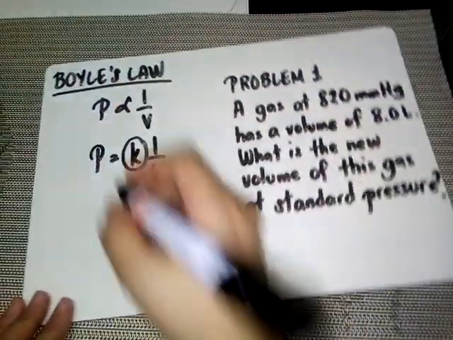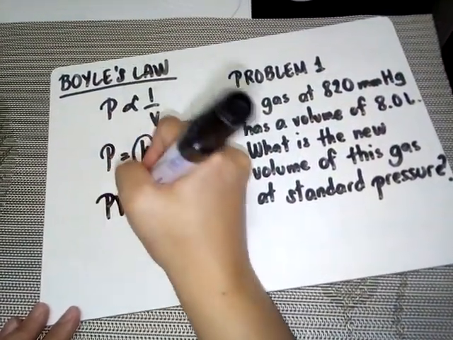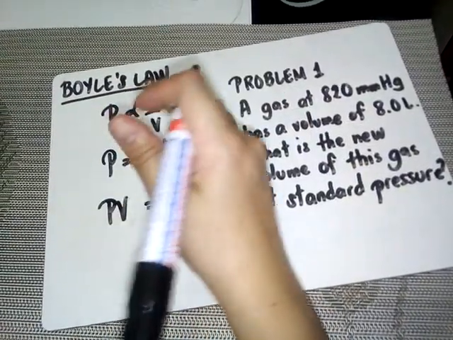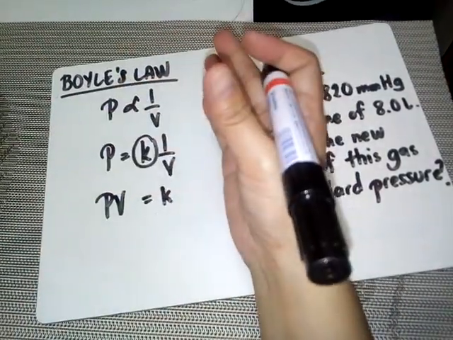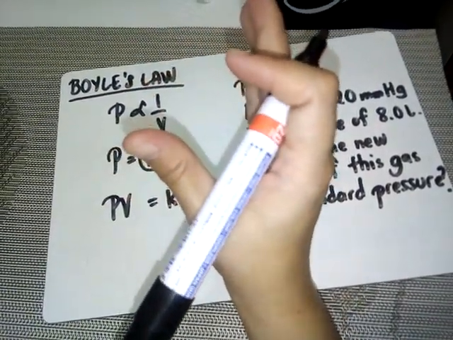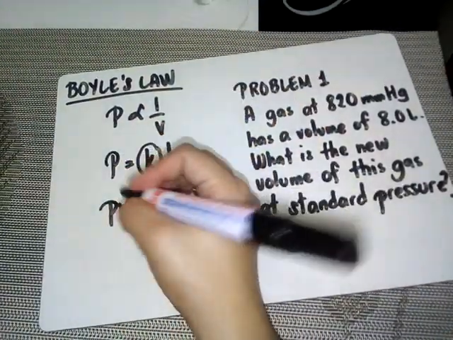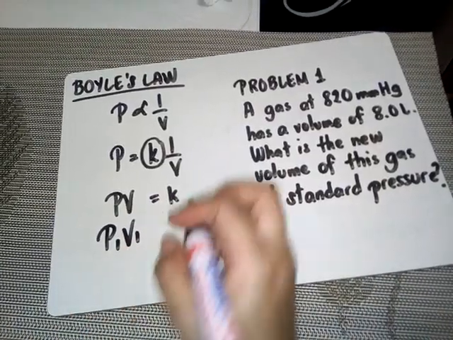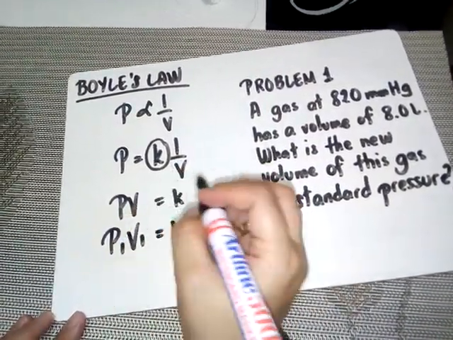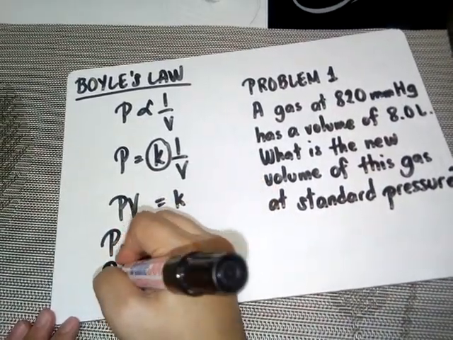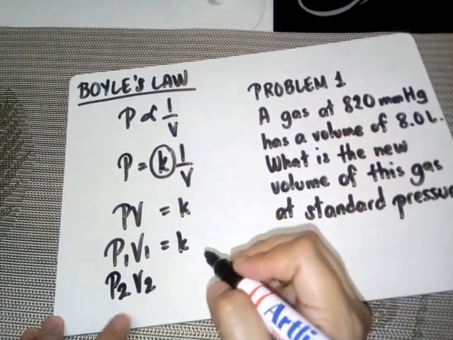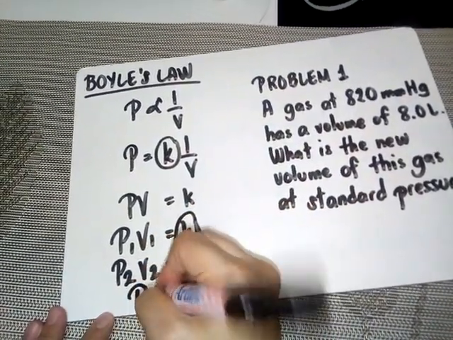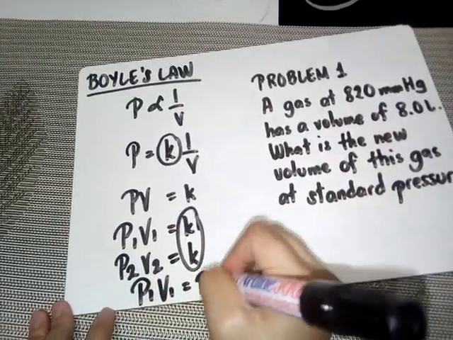So, if we cross multiply, P times V equals K. Meaning the product of pressure and volume is constant throughout the conditions of the system. So, whether we have an initial pressure and initial volume, this equals K. And we have P2, which is the final pressure, and final volume. This is equal to K. Since K is constant, we have a working equation which is P1V1 equals P2V2.